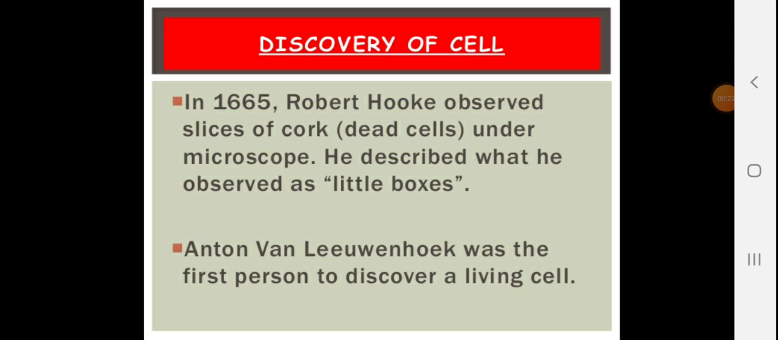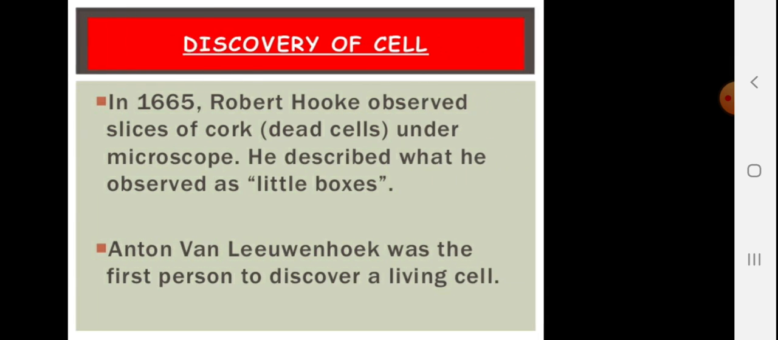So, how was the cell discovered? In 1665, Robert Hooke, as I already informed you, observed a slice of cork, that was dead cells, under the microscope. At that time the microscope was simply made up of a magnifying glass and a lens. He described what he observed as little boxes, and those little boxes we now call cells. Anton van Leeuwenhoek was the first person to discover a living cell.